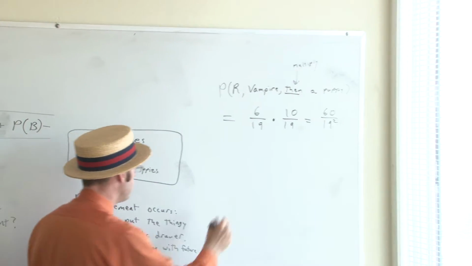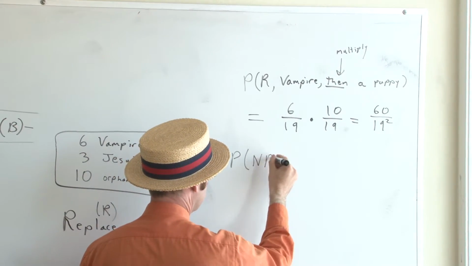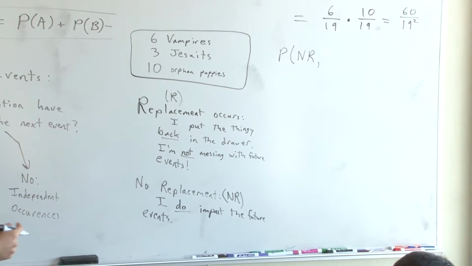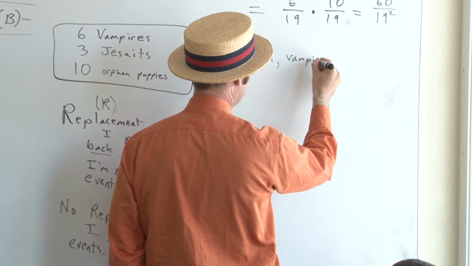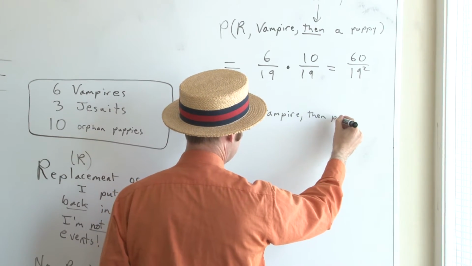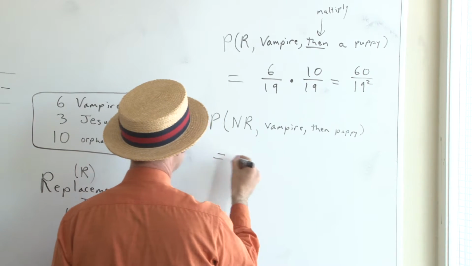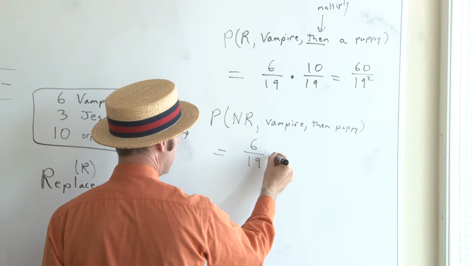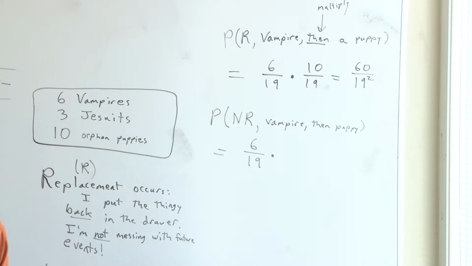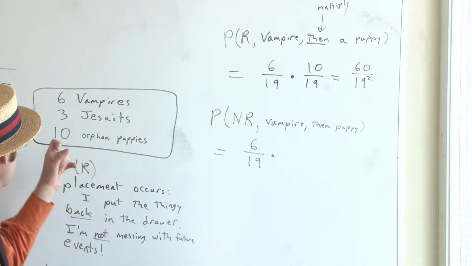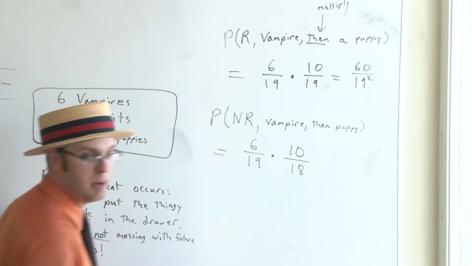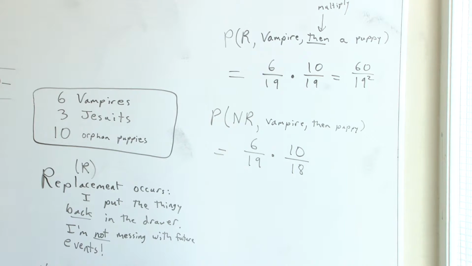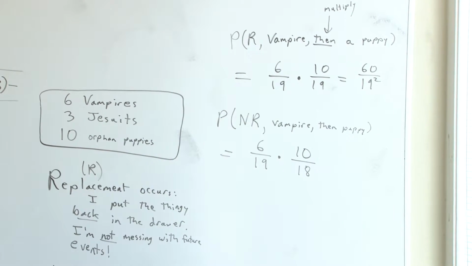But let's say now that replacement does not occur. No replacement, and I want a vampire then a puppy. 6 out of 19, and then 10 out of 18. Same first number, because when we start, it's the same drawer for both. But then, I've got still 10 orphan puppies, but there's only 18 objects in the box because I put my vampire off to the side, leaving 18 things behind.